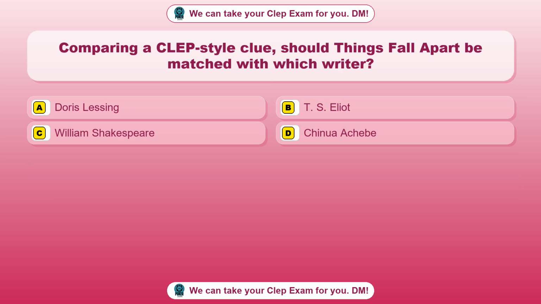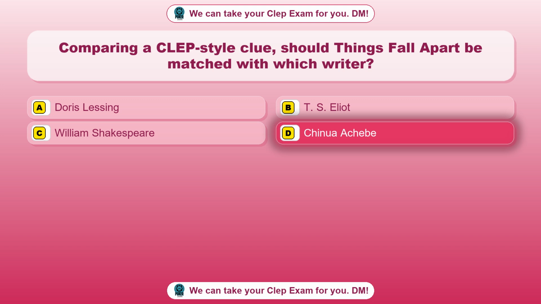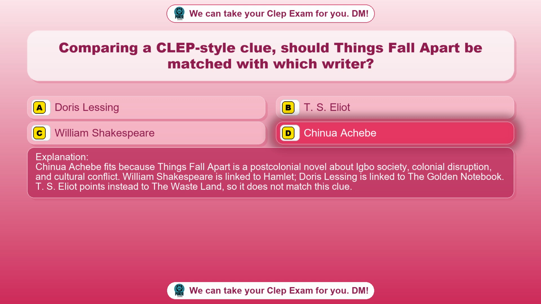Question 38. Comparing a CLEP-style clue, should Things Fall Apart be matched with which writer? Option A. Doris Lessing. Option B. T.S. Eliot. Option C. William Shakespeare. Option D. Chinua Achebe. The correct answer is option D. Chinua Achebe. Chinua Achebe fits because Things Fall Apart is a post-colonial novel about Igbo society, colonial disruption, and cultural conflict. William Shakespeare is linked to Hamlet. Doris Lessing is linked to The Golden Notebook. T.S. Eliot points instead to The Waste Land, so it does not match this clue.